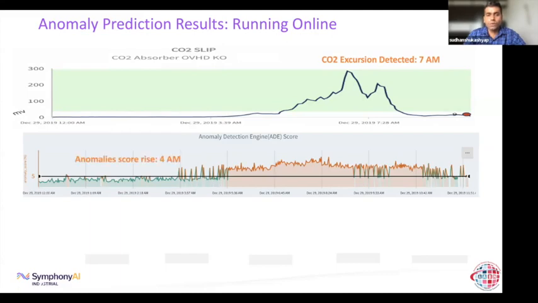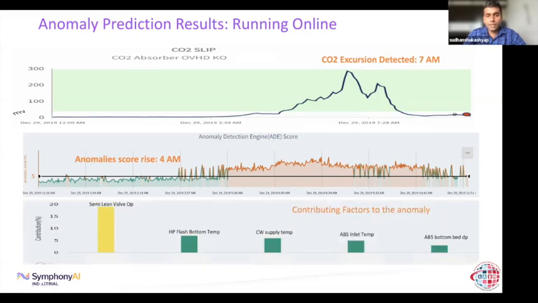And now you can very clearly see that anomalies started happening around 4 a.m. So the excursion event happened at 7 a.m., but the anomaly build-up started much earlier, 3 hours early to this event, at 4 a.m. itself. It is kind of on and off at the start, and then it stabilizes.